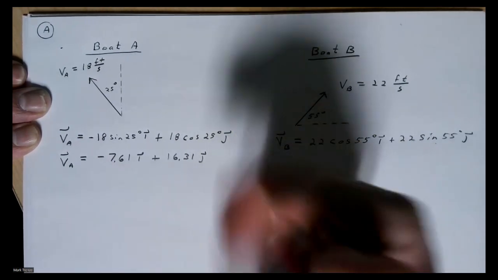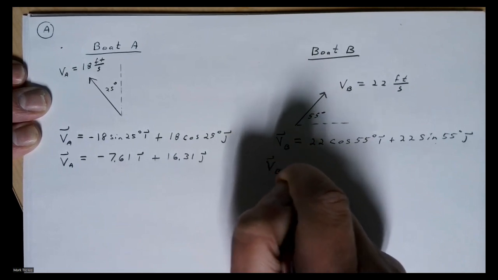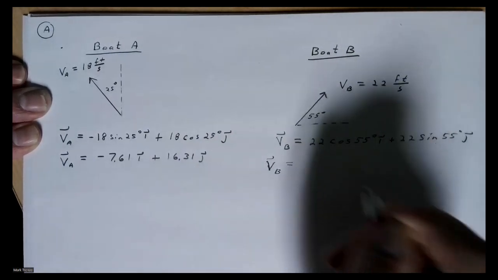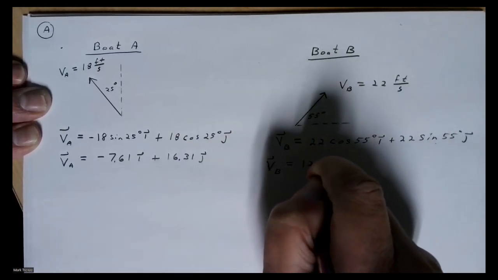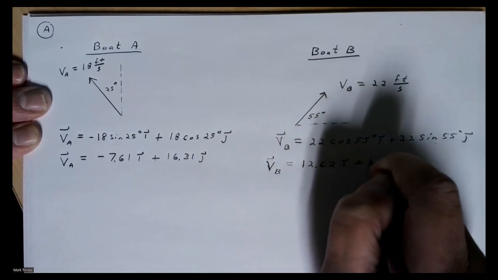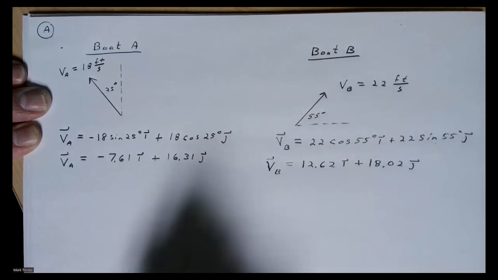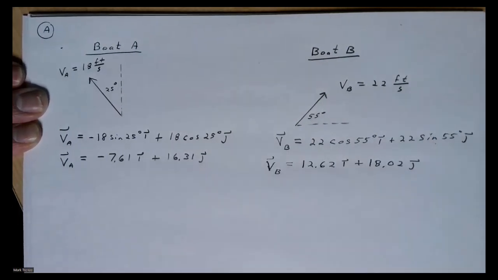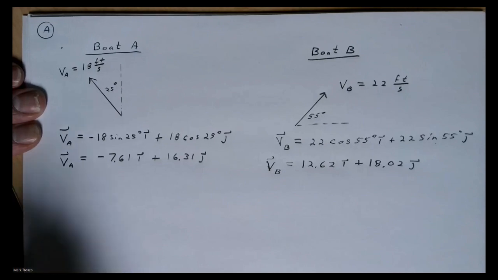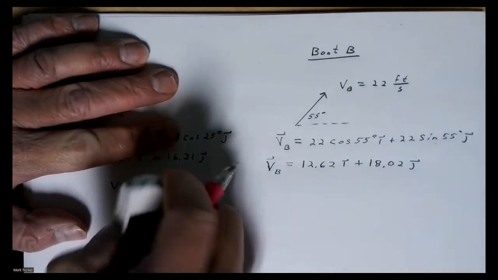When you put this in your calculator, I got 12.62 I plus 18.02 J. And so if we want to find the velocity of A with respect to B, then remember we have to use this equation, which is on your equation sheet.